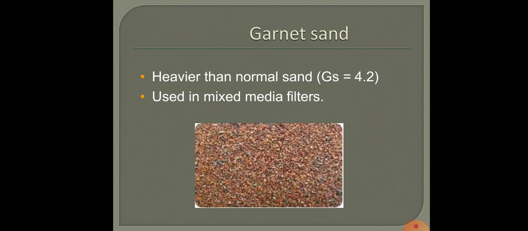Now coming to the next one, that is garnet sand. Garnet sand has a very high specific gravity, say up to 4.2, and it is actually a dense material, but because of its high cost it cannot be used as a sole filter media. We cannot use it separately as a filter media, but it may be used as a constituent in a filter media; it can be mixed with other materials and used.